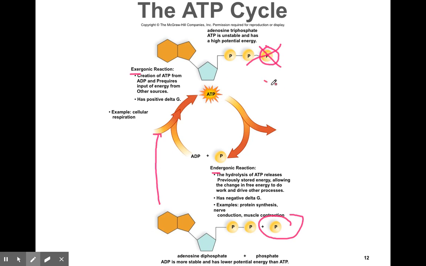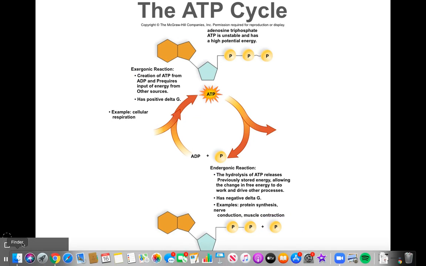So you go ATP, I do work, I lose a phosphate, I become ADP. I add the phosphate back and I become ATP. So it's exergonic, endergonic, exergonic, endergonic. I'm releasing energy and I'm making energy, releasing and making. My system does that all day long to keep me alive.